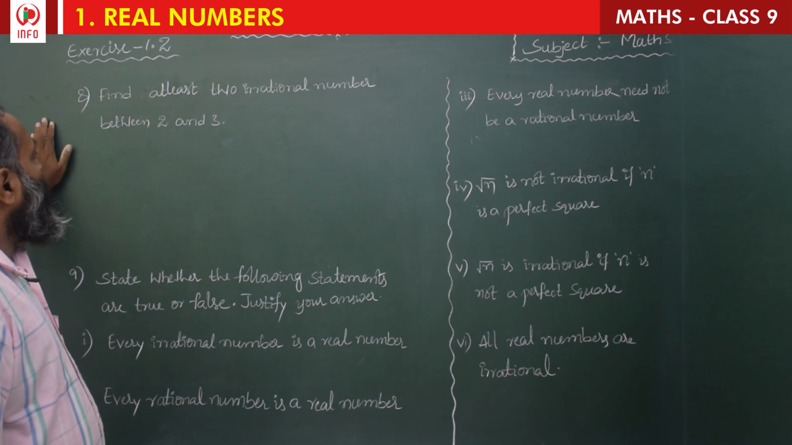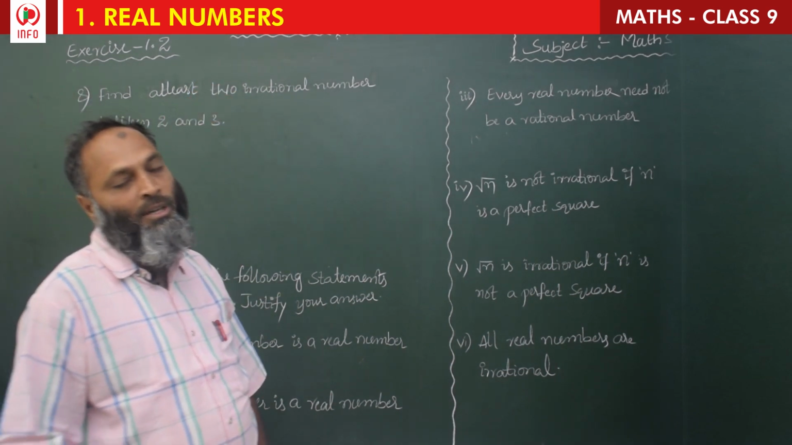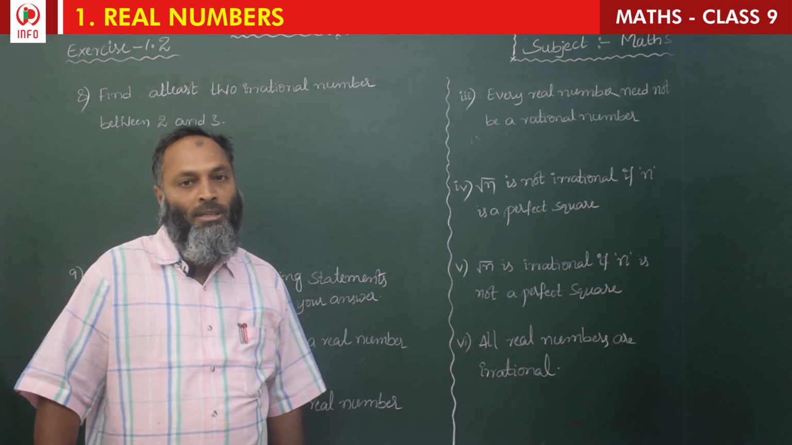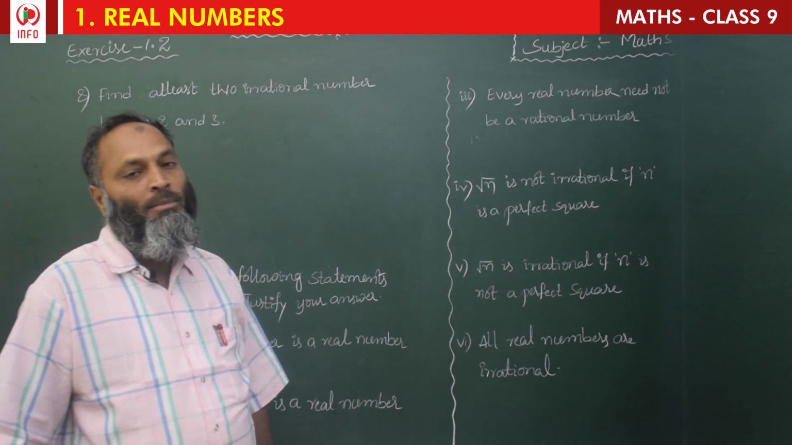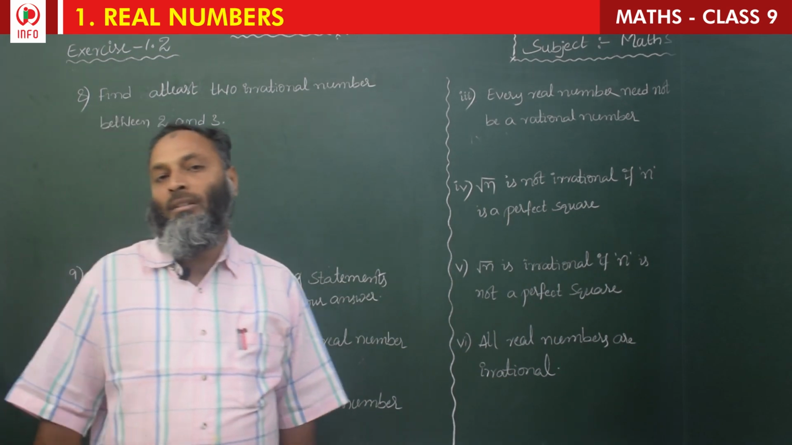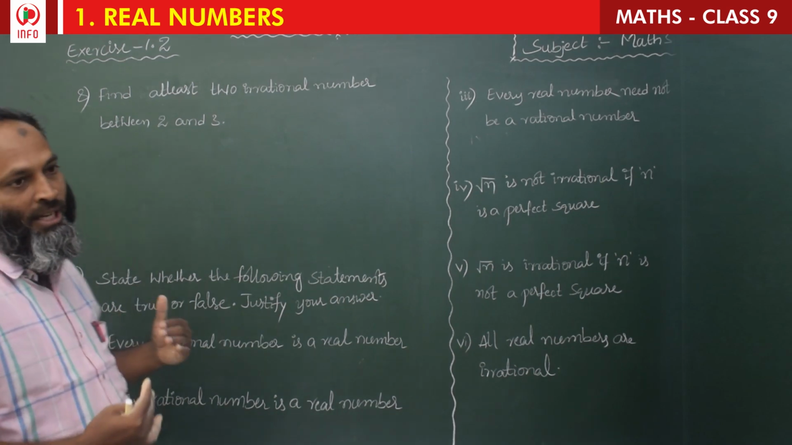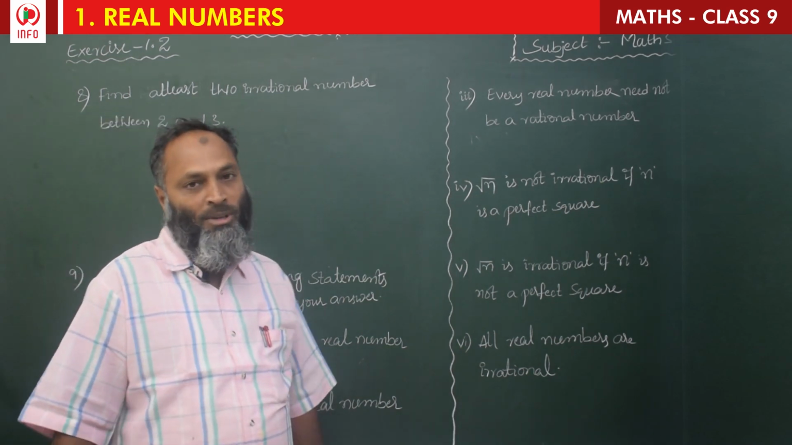Now see here, find at least two irrational numbers between 2 and 3. Between 2 and 3, two irrational numbers he is asking. So any irrational number we can write, 2.135734336, whatever number you can write. That is an irrational number only. First here, we should take one square root number and one decimal number.